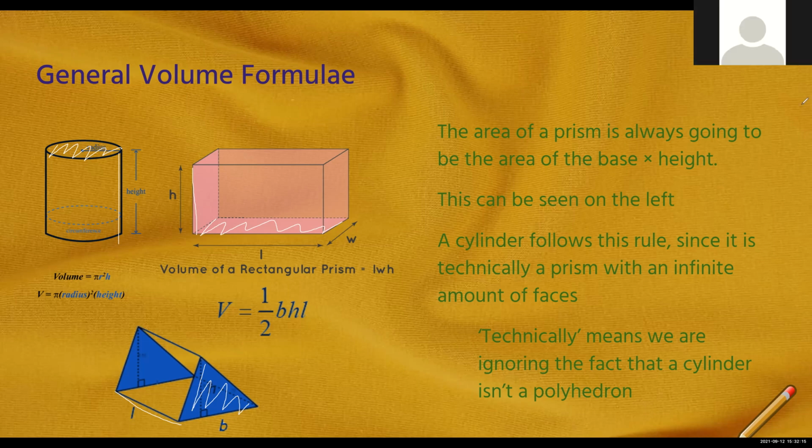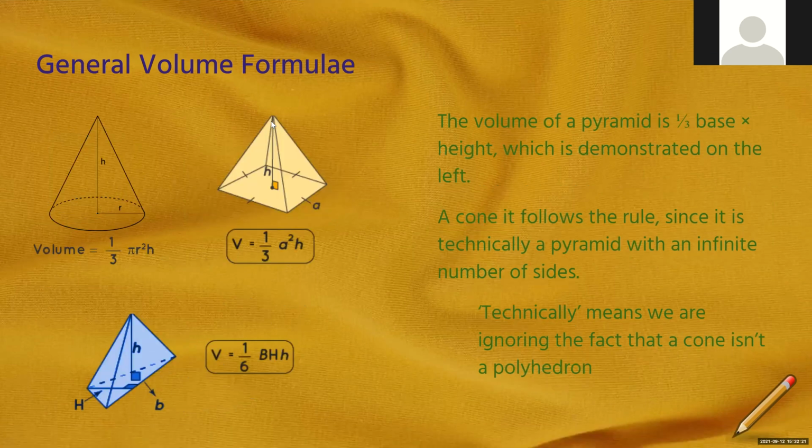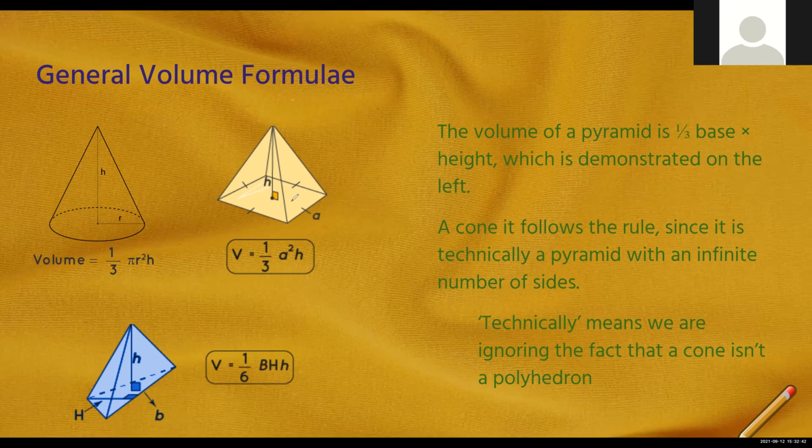Okay. And then we will be moving on to the second type of general volume formulae, which is the volume of a pyramid. The volume of a pyramid is 1/3 base times height. So we can see for this rectangular pyramid, sorry, this is a square pyramid, the volume is equal to the base, a times a, which is a squared, multiplied by the height h, and then you divide it by 3, which is shown as 1/3 base times height.